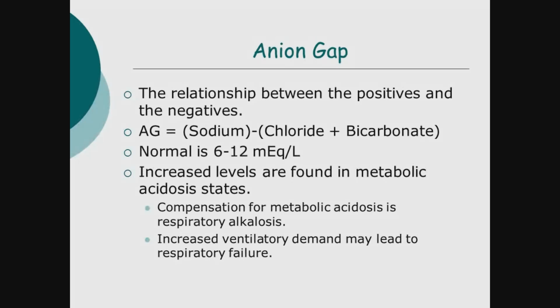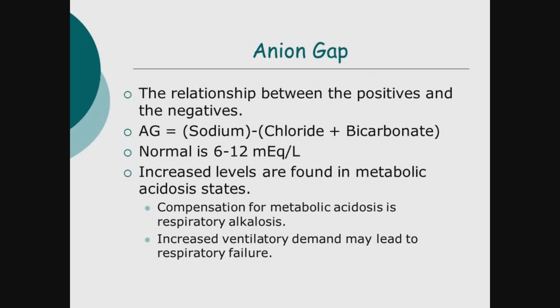And if we haven't talked about it before, I'll talk about it now, that there's a relationship that exists between the anions and the cations within the body. Primarily we're looking at an anion gap, looking at sodium, the major cation, as it relates to the two major anions, chloride and bicarbonate, and the normal value there is 6 to 12 milliequivalents per liter, if you look at the differences between them.